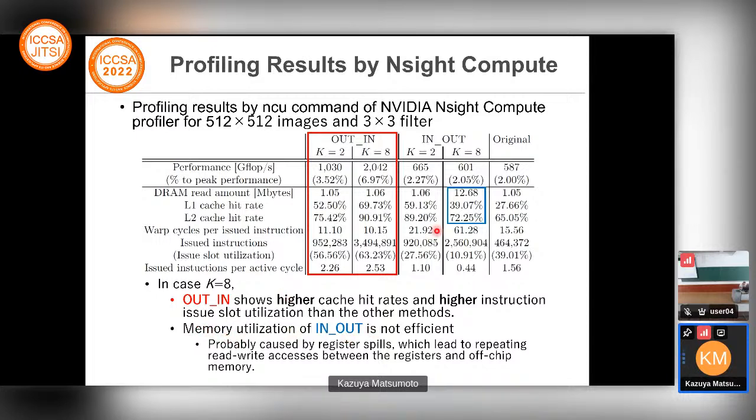But the memory utilization of the in-out method is not efficient, as in this blue box case, where many memory accesses are counted. This is probably caused by register space, meaning that not enough registers can be allocated at once, which leads to repeated read-write accesses between the registers and off-chip memories.